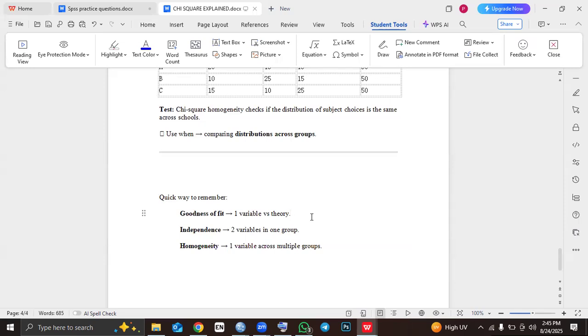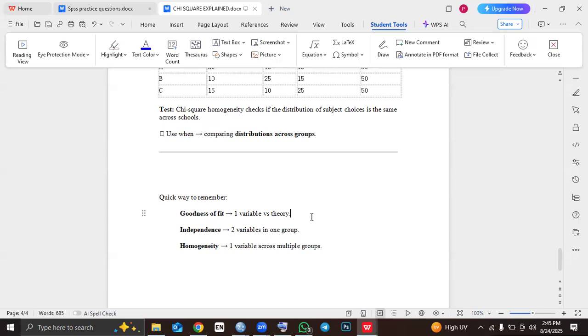Also, another quick reminder, the chi-square test of independence is used when you are trying to compare two categorical variables in one group. For example, if you are trying to see if there's an association between smoking and lung disease, the rate at which smoking can cause lung disease, then we use a chi-square test of independence.